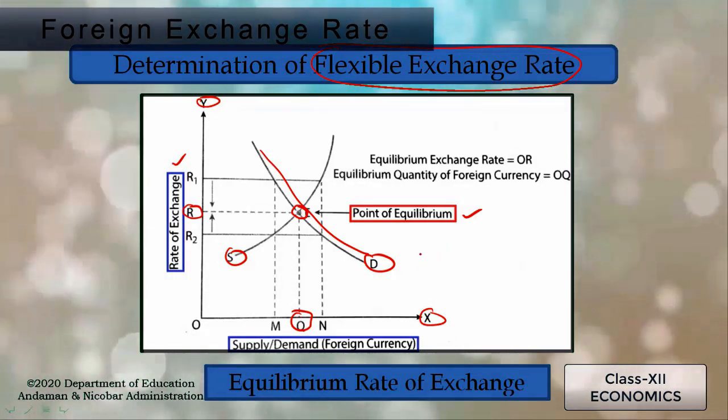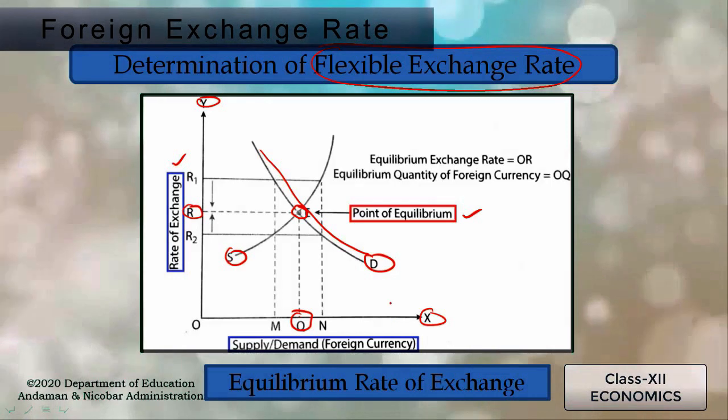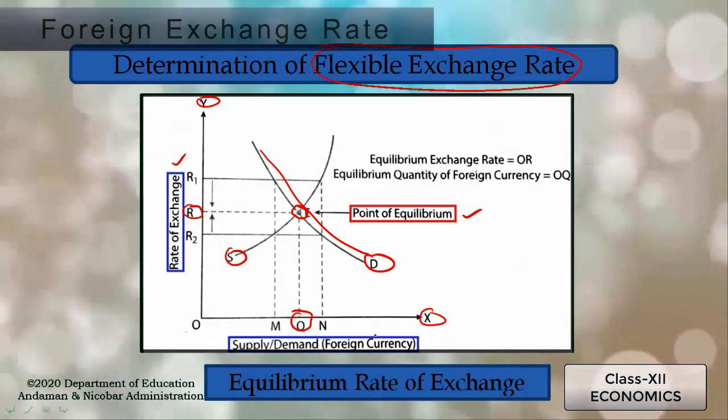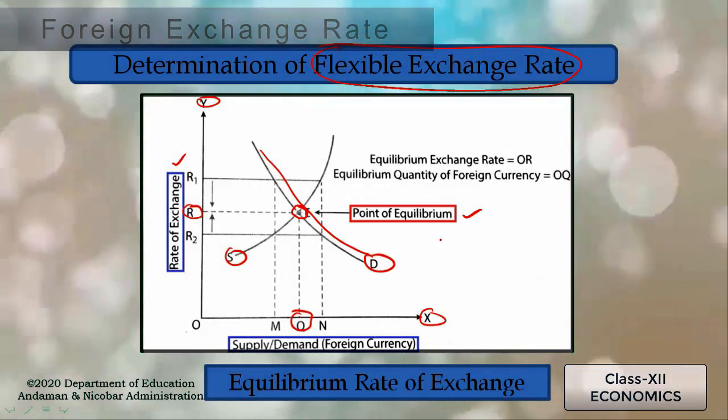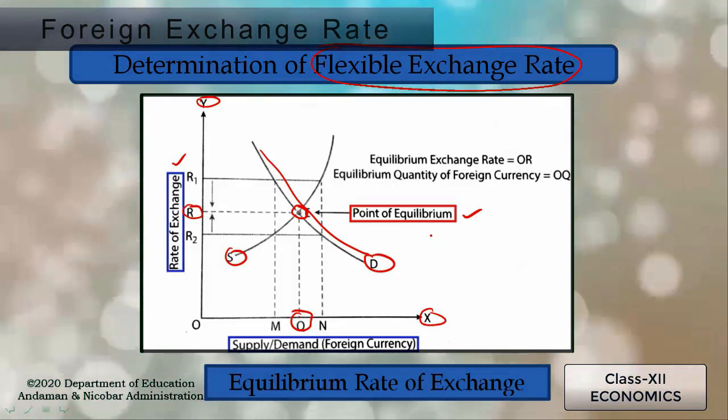So students, in this way the flexible exchange rate is determined in all the economies in the world, where due to the demand and supply of foreign currencies, these exchange rates fluctuate and change from time to time.